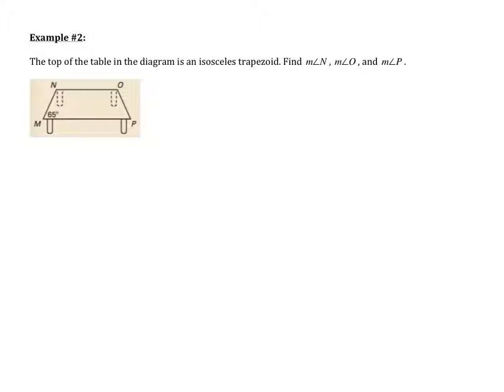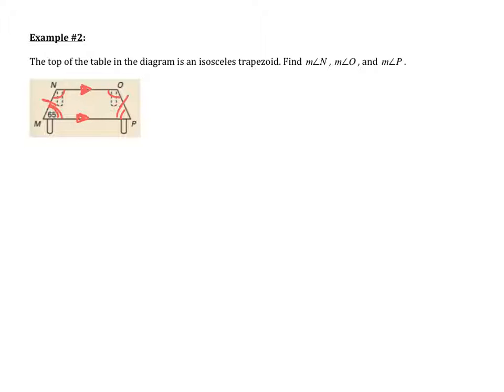The top of the table in the diagram is an isosceles trapezoid. Find the measure of angle N, angle O, and angle P. So let's assume that this side is parallel to this side, and we are told that it's an isosceles trapezoid. So that means that this leg is congruent to this leg. That would mean that the base angles are congruent. So angle N would be congruent to angle O, and angle M would be congruent to angle P.